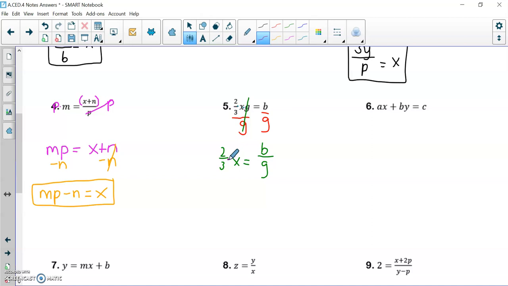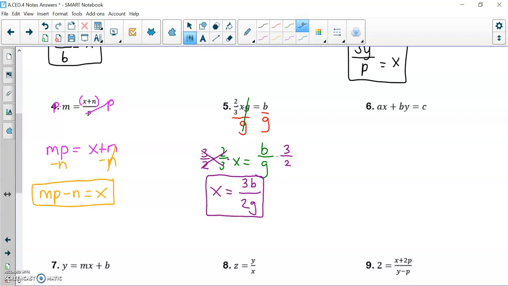So instead what I'm going to do is multiply by the reciprocal of 2/3, which is 3/2, on both sides. 3/2 times 2/3 cancels out, and I'm left with x is equal to, and then ab times 3, I write it as 3b, and g times 2 I write as 2g. And that's it. X is isolated.